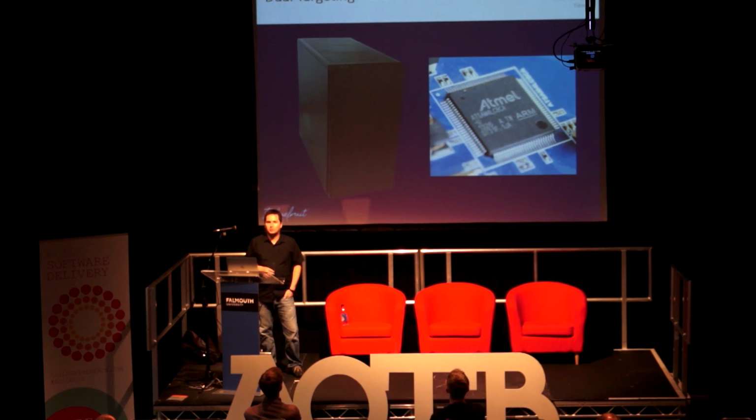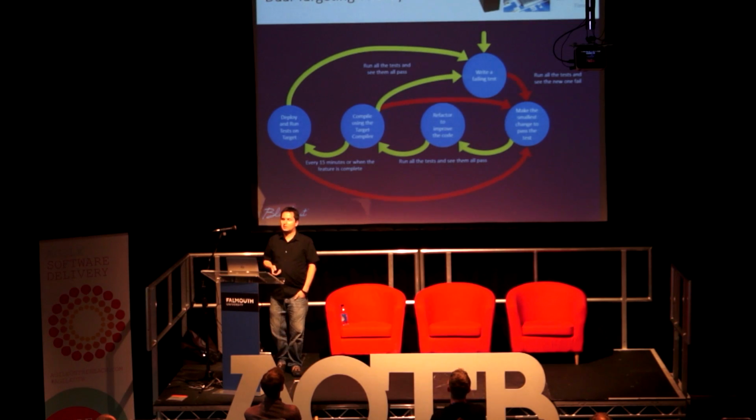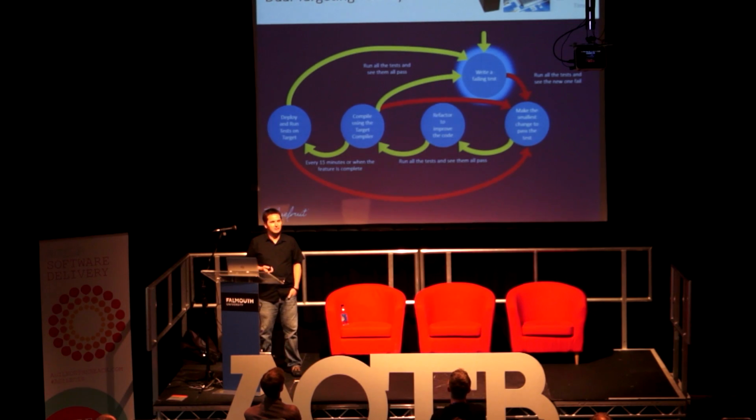So in the end, we settled on dual targeting our tests. This is pretty common nowadays, and in order to do this, we used a modified TDD cycle. So we start as per normal. We write a failing test. We then make a small change and refactor.